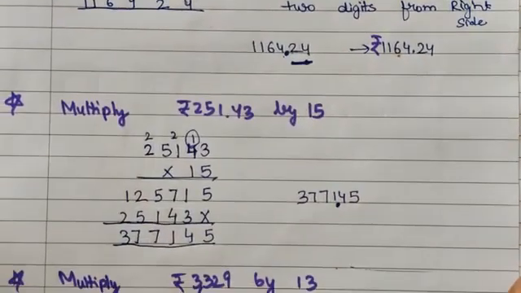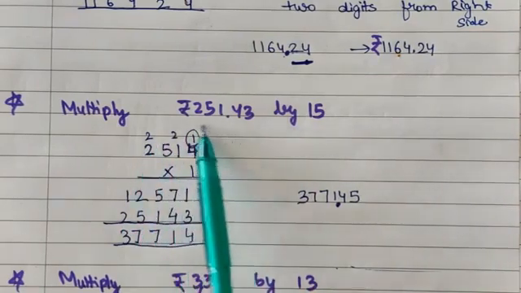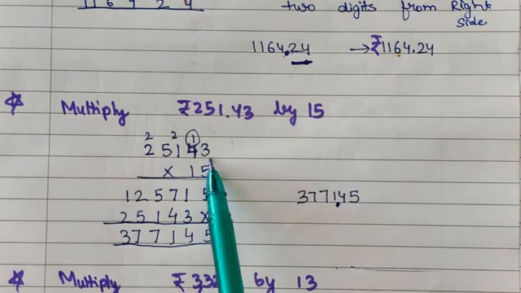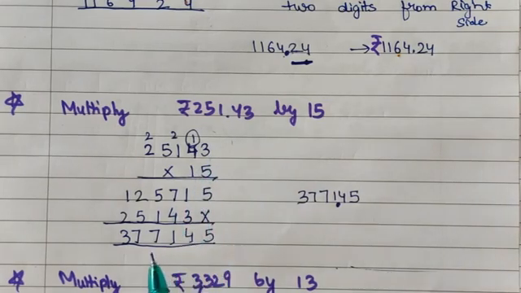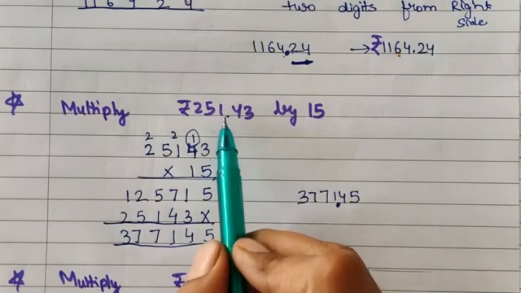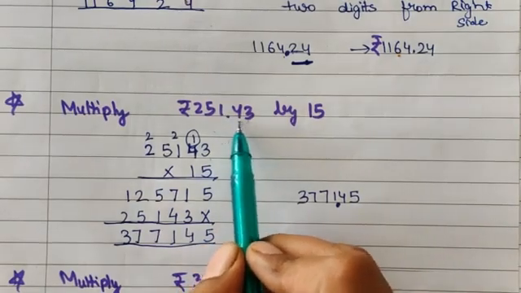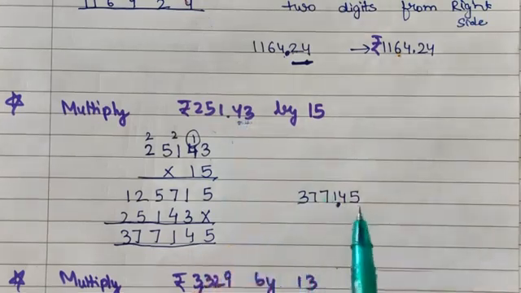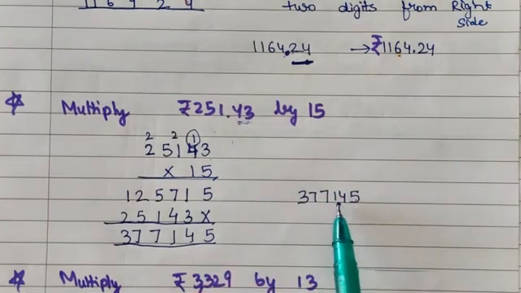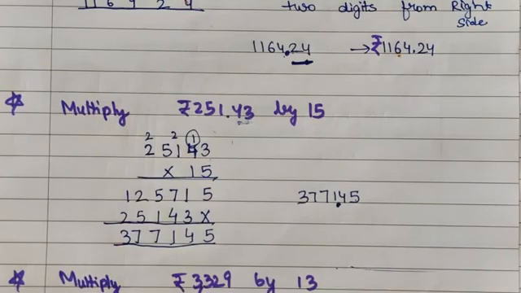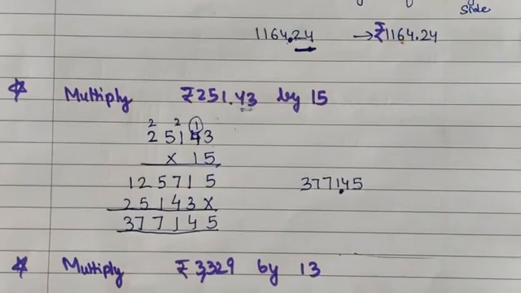We have to multiply 251.43 by 15. Again, while doing the multiplication, we will ignore the decimal. And what we get? We get 3,77,145. Now again, after the decimal, 2 digits are there. So 1, 2. Put the decimal.